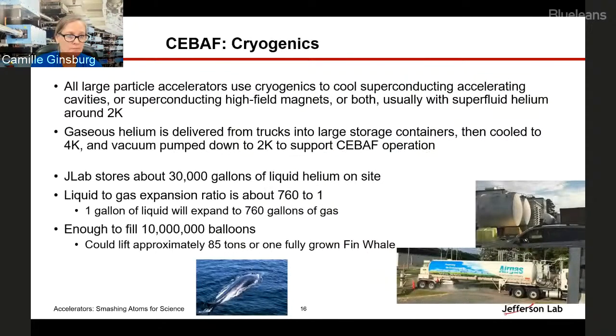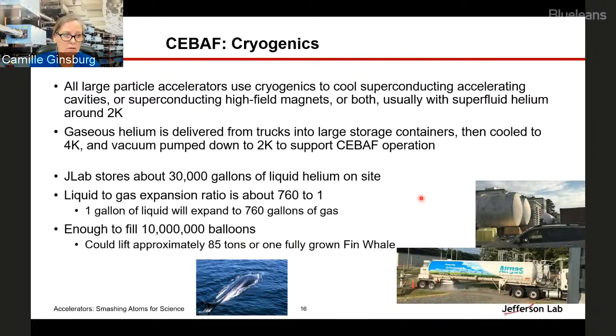Cryogenics are really cool. All large particle accelerators use cryogenics to cool the superconducting accelerating cavities or high field magnets or both, usually with superfluid helium. Gaseous helium is delivered from trucks into large storage containers and then cooled to 4K and then vacuum pumped down to 2K to support CEBAF operation. You can see in this picture here, this is a gas delivery, and then here are some storage tanks that are used for the cryogenic system, and the scale is given by this car. JLab stores about 30,000 gallons of liquid helium on site.